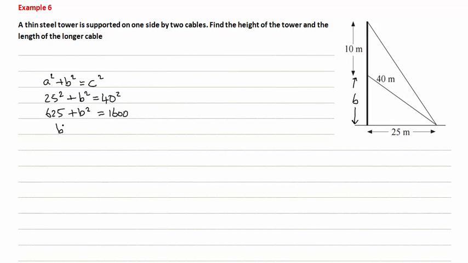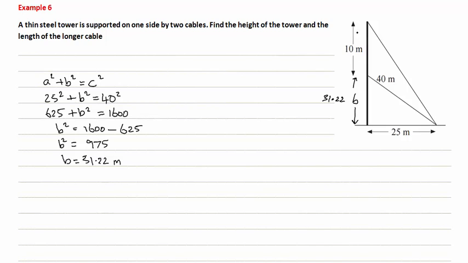Okay, so B squared will be 1600 minus 625, and that's going to give us 975. And B will be the square root of that number, 31.22 meters. Okay, so this length here is 31.22.